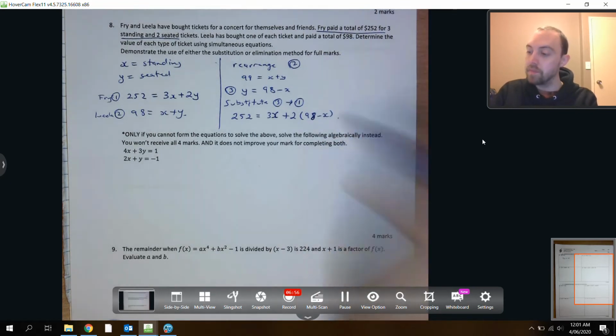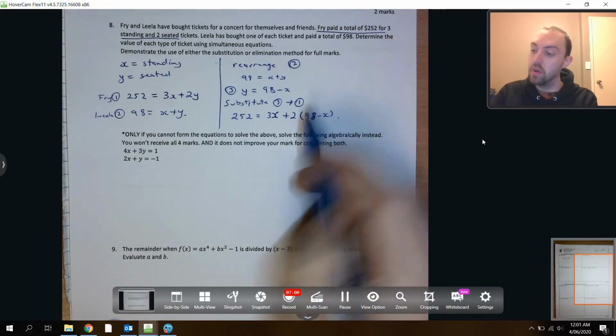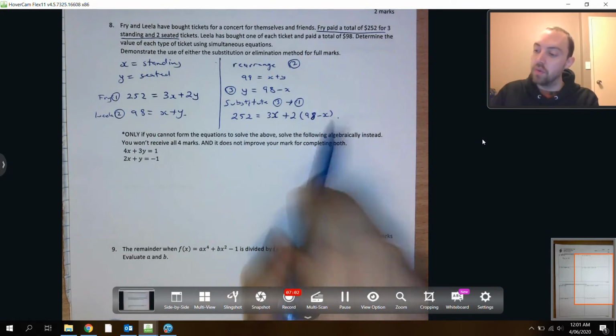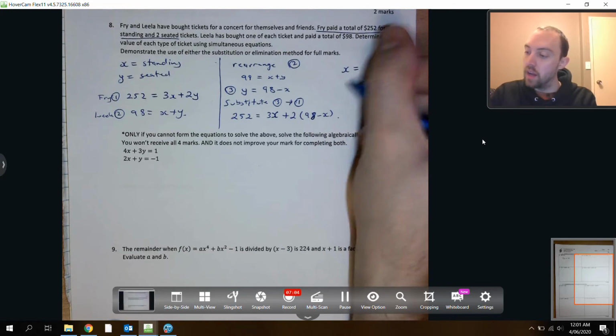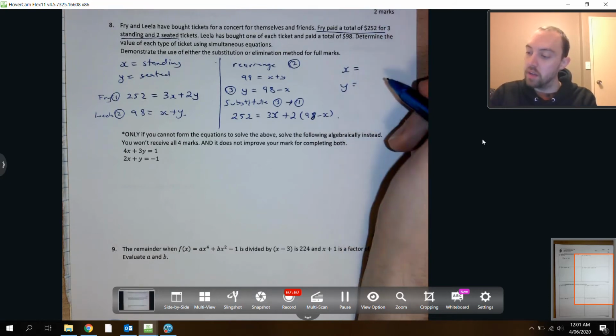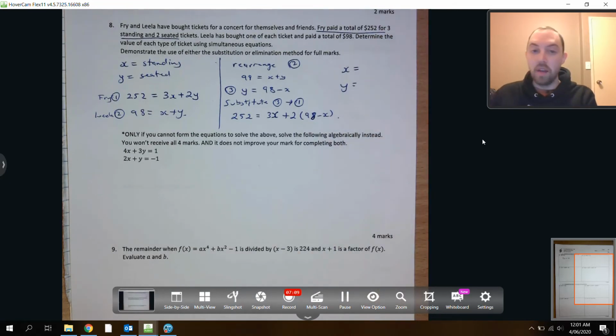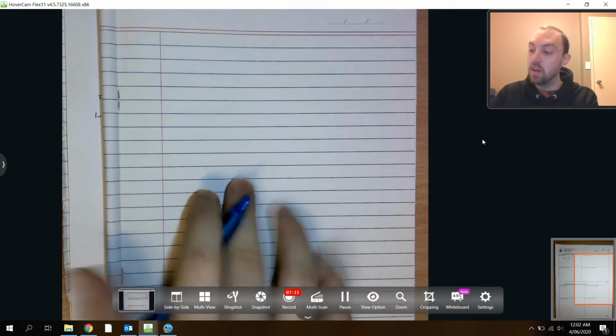Okay, just doing that earns you another mark, which is pretty useful. Then actually solving for x and y is the next part. I'm going to have to do it on another piece of paper again.